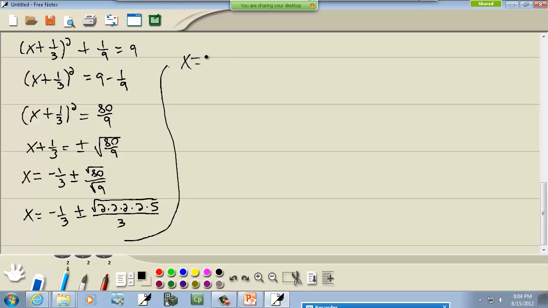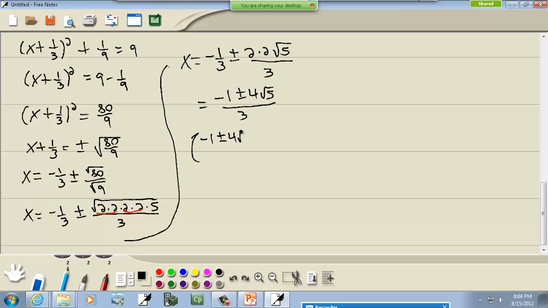So we got x is equal to negative 1/3 plus or minus square root. Remember, we're looking for a pair of somethings. Here's a pair of 2's, and here's a pair of 2's. So those are going to come out in front as single 2's. So I got 2 times 2, and there's multiplication between them, square root of 5 over 3, which gives us negative 1 plus or minus 4 square root of 5 over 3. Now I made these up, so you see it doesn't come out very nice, but that doesn't matter. So there would be our answer for that.